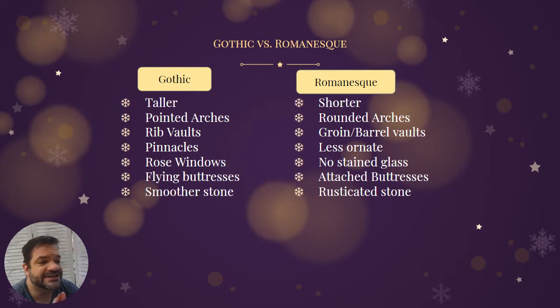Whereas the Romanesque, it's intended to be shorter because they didn't have the technology yet to make it taller. So it is going to be shorter. It's going to have rounded arches, Roman arches, Romanesque. It's going to have groin and barrel vaults. It's going to be less ornate. We're not going to have stained glass in a pure Romanesque building, okay? The buttresses are going to be attached. They're not going to be flying away. And the stone is not going to be smooth. It's going to be rusticated, which means that it's really rough and earthy looking.